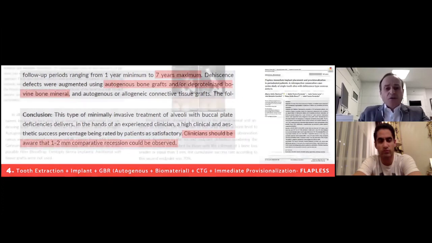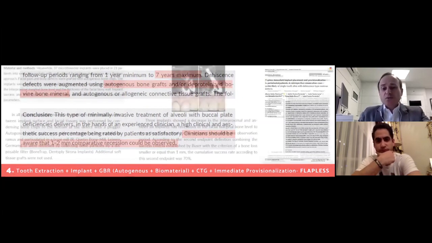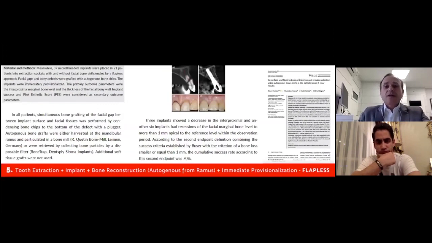Number 5, the tooth extraction plus implant plus bone reconstruction using autogenous bone from the ramus plus immediate provisionalization. This article was published by Dr. Noelken and his team, and they used only autogenous bone chips in order to fill the gaps or to do the bone reconstruction. Chips can be harvested from the mandibular ramus, or as particulate in a bone trap, collecting bone particles by a disposable filter. Combining the success criteria established by Buser with the criteria of bone loss smaller than or equal to 1 millimeter, the cumulative success rate according to the second endpoint was 70%.